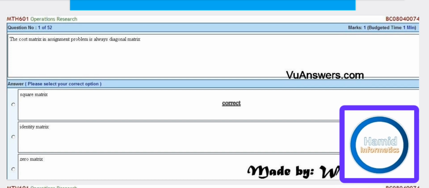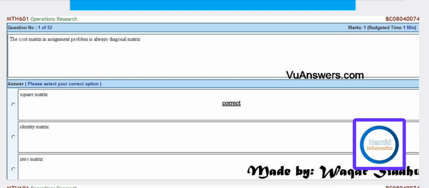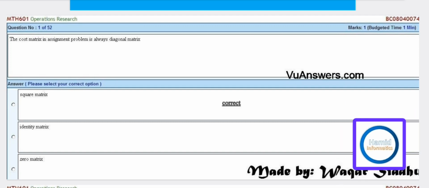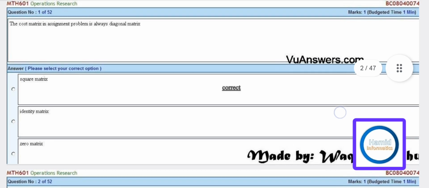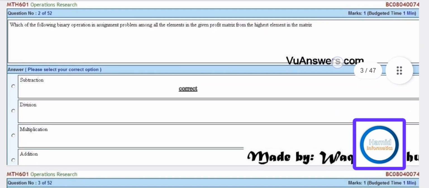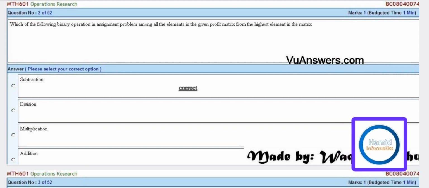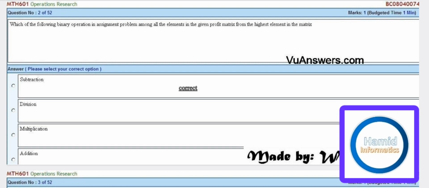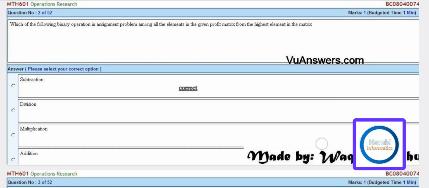Research quizzes. Okay? So let's start. The cost matrix in an assignment problem is always a square matrix. Next question is, which of the following binary operation in assignment problem among all the elements in the given profit matrix from the highest element in the matrix? And the answer is subtraction.